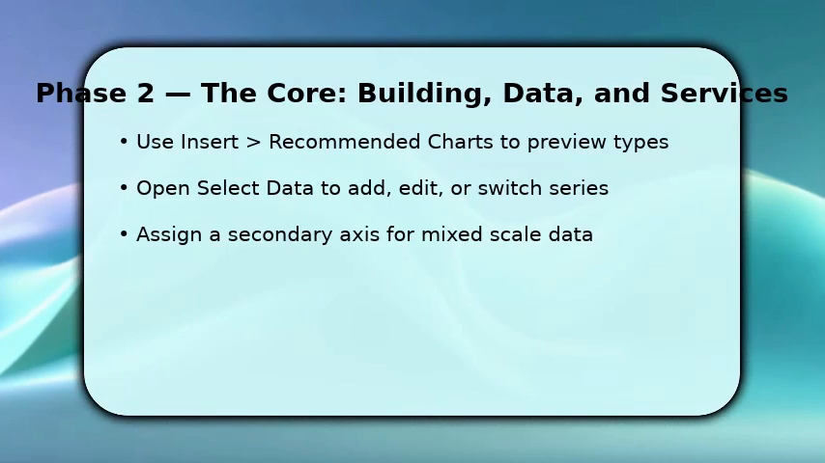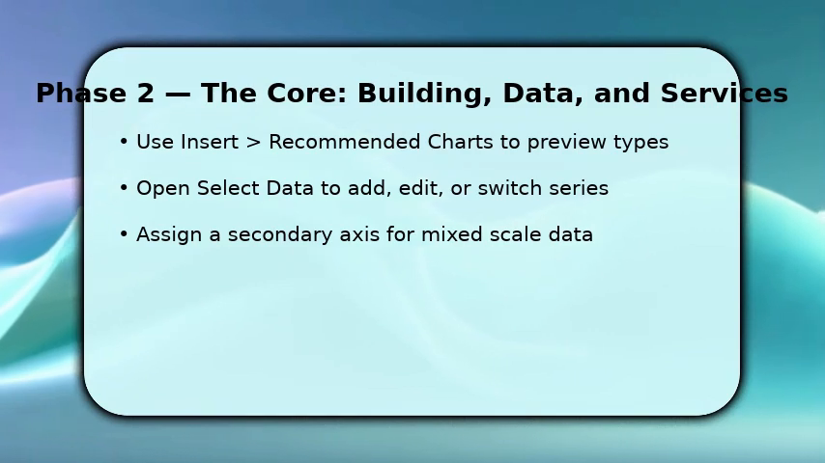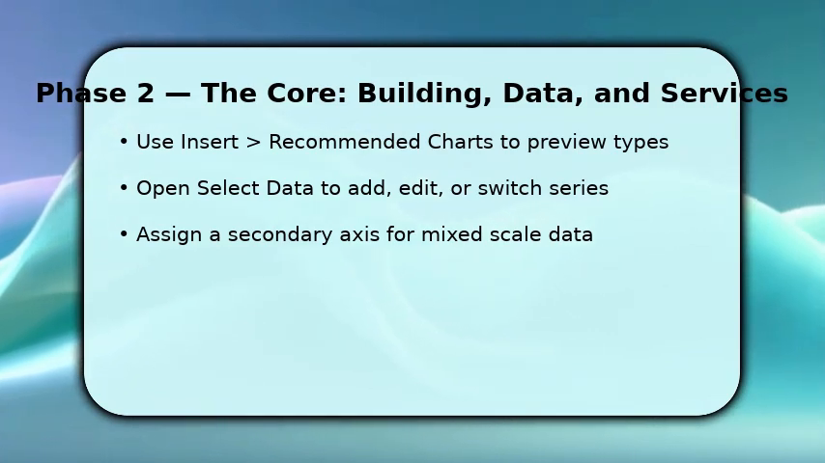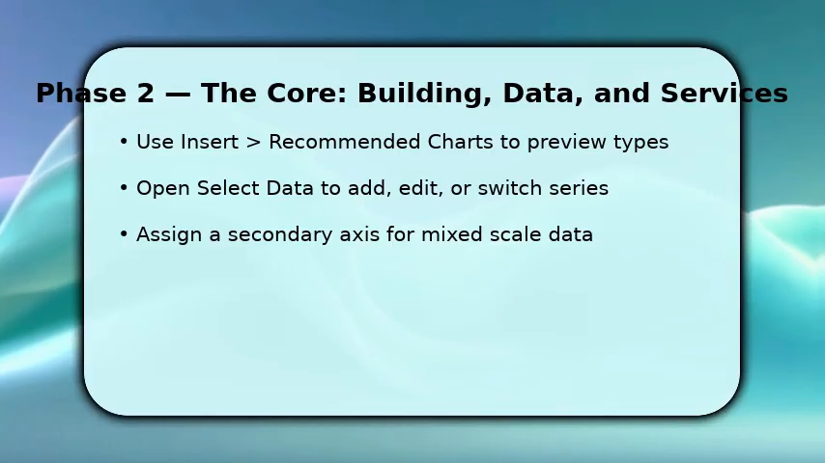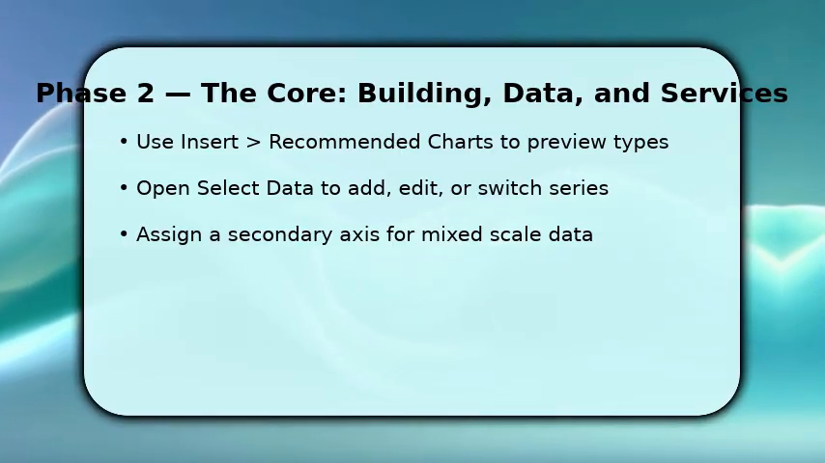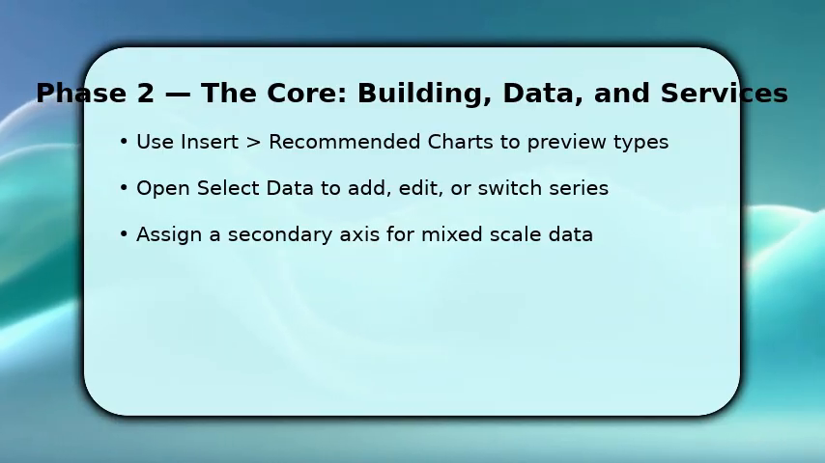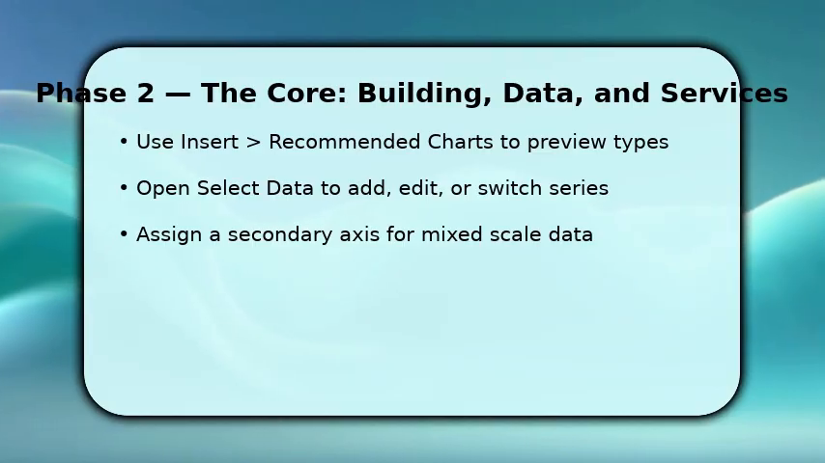Now refine the relationships. You choose the chart type that matches the data story: line for trends, column for comparisons. Once chosen, open Select Data to add or remove series, rename series, and set category labels. This fixes which cells map to X and Y.